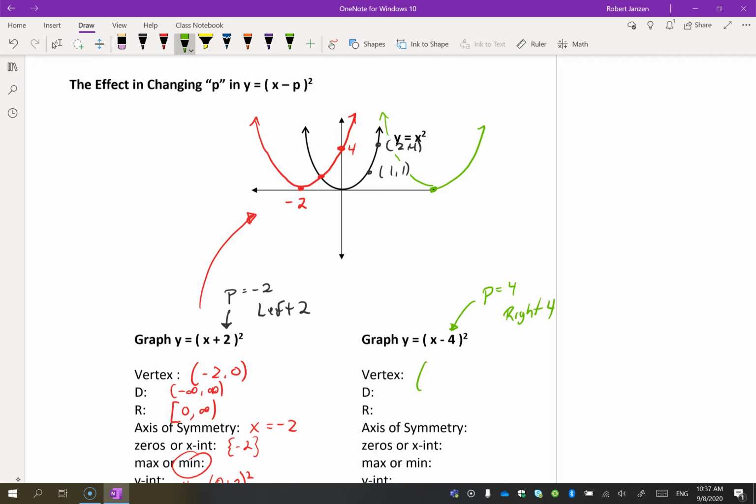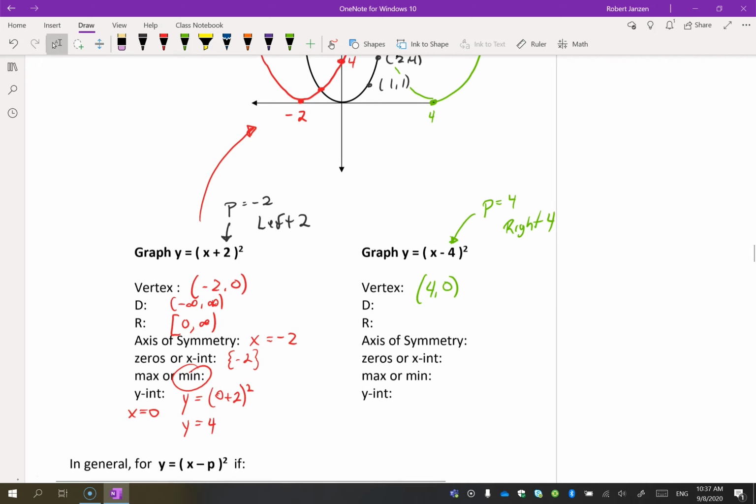What is the vertex? It's going to be (4, 0). What is the domain? Negative infinity to infinity. The range is 0 to infinity. Axis of symmetry, x value of the vertex. What are the zeros? Well, there's only one. Still has the minimum value. And what is the y-intercept? Well, let's make x be 0. Oops, that's 16.